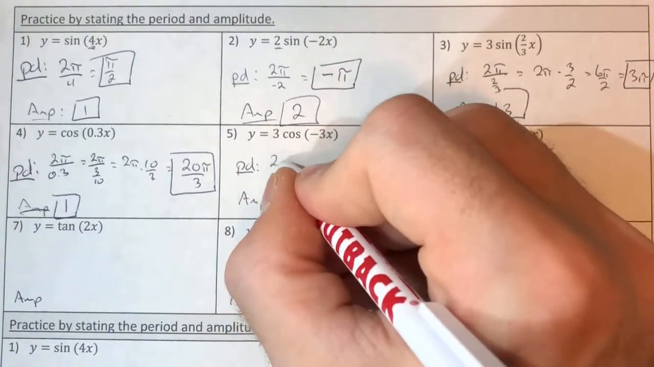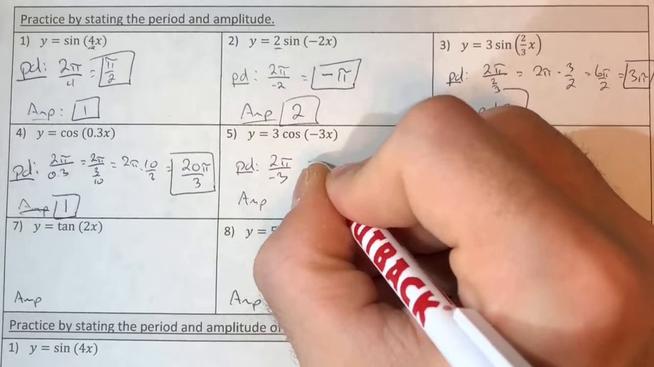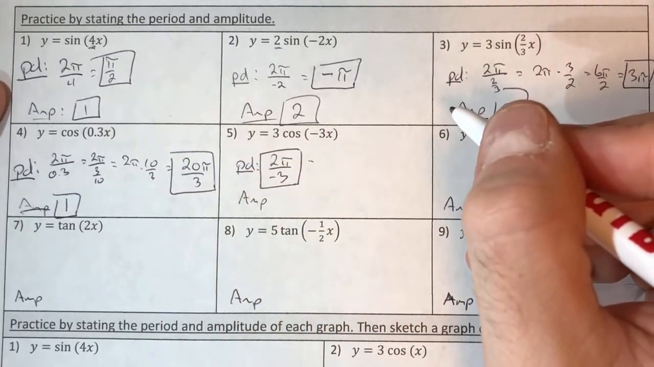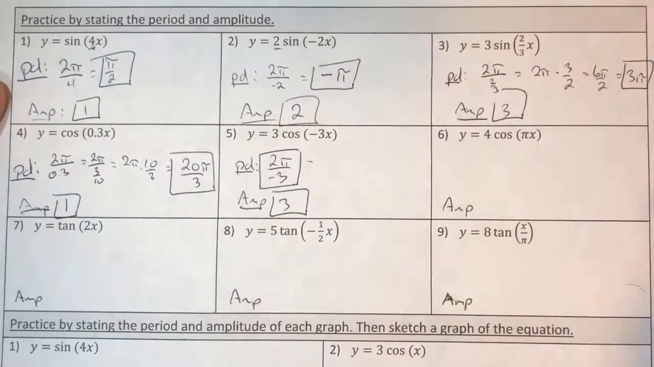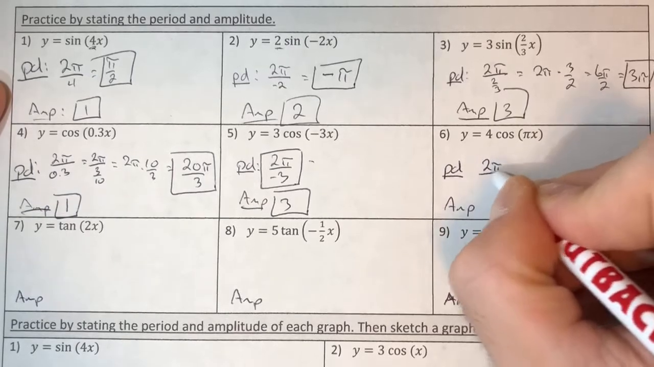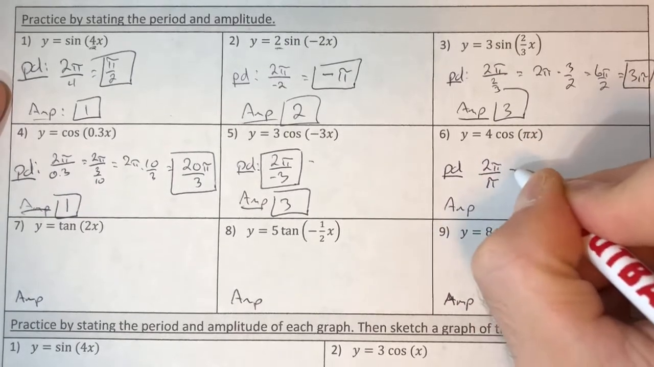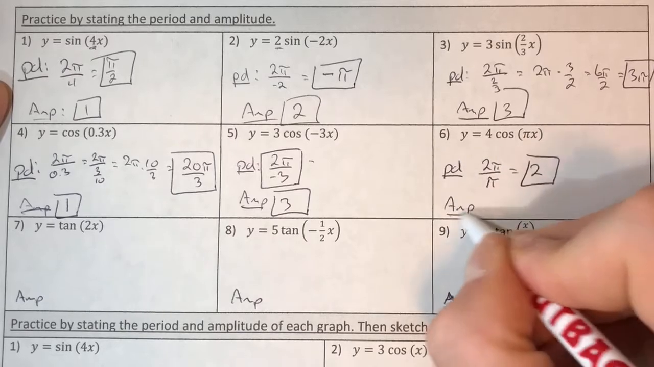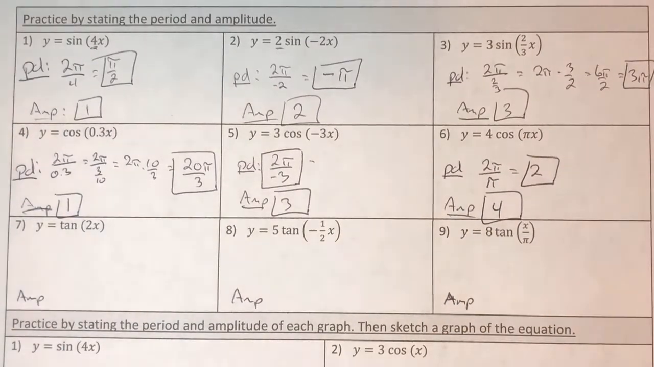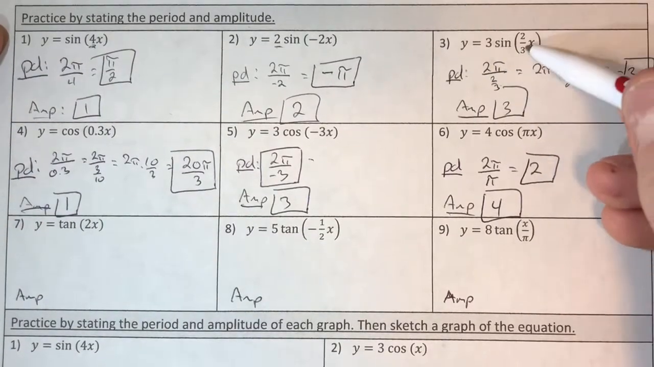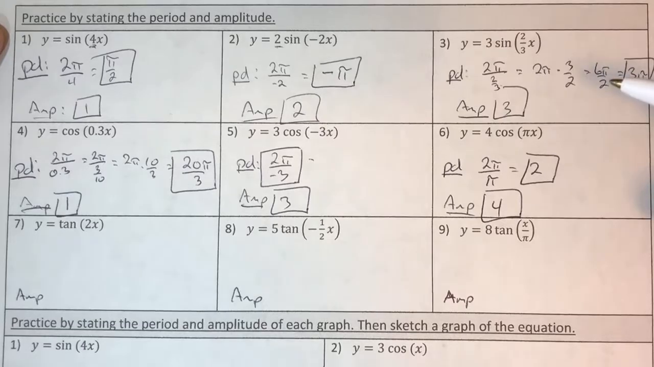For here, my period is going to be 2 pi divided by -3, which is fully reduced. Can't go any further than that. My amplitude is just going to be 3. Here, my period, 2 pi divided by b, which is pi. Ooh, so I get a period of 2. Much easier to graph. The amplitude is 4. And so that mostly is what we're going to be doing with sine and cosine. Take your period, 2 pi divided by the b. The amplitude is the number out front.